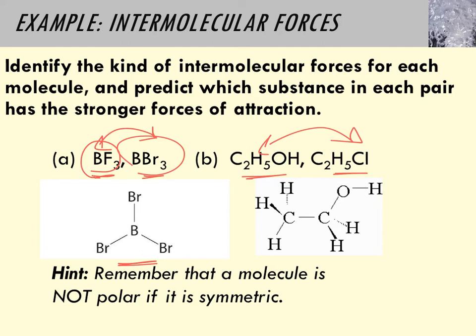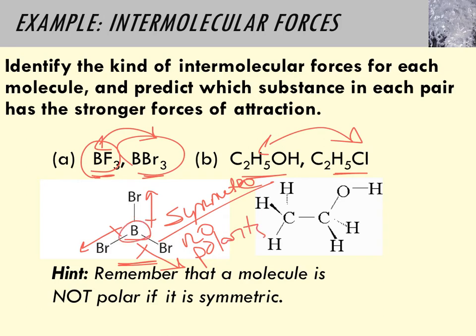If you were to draw the Lewis structure of BF3, boron trifluoride, and boron tribromide, you would get structures that looked like this. Even though the boron-bromine bond is polar, because boron and bromine have significantly different electronegativity, if a molecule is symmetric, the dipoles cancel each other out and there is no net polarity. Imagine you're the boron in the middle with three people pulling on you with equal strength. You're not going to move, because they're symmetrically arranged around you. So both of these are nonpolar.